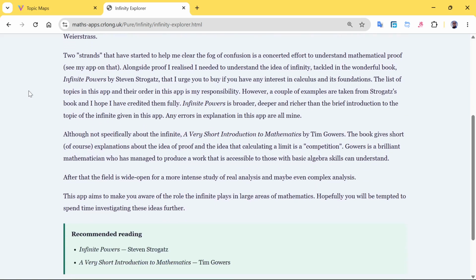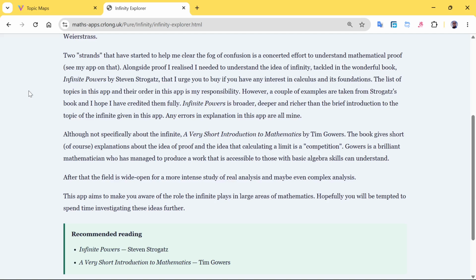Now, an inspiration to this particular app is an excellent book by Stephen Strogatz, and the book is titled Infinite Powers. The book contains far more detail, both technical and historical, but even though it's technical, it's very approachable. It's not intimidating like a regular university maths textbook on infinity or real analysis. If you're at all interested in this subject, I would definitely recommend you get a copy of that book. I don't get anything from recommending it.